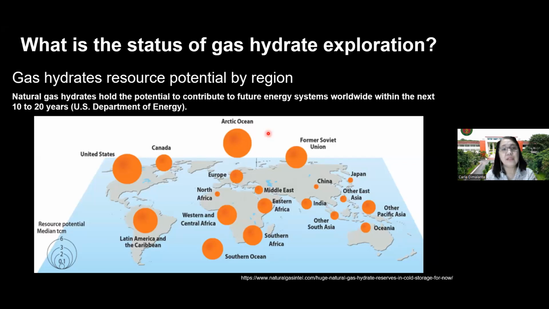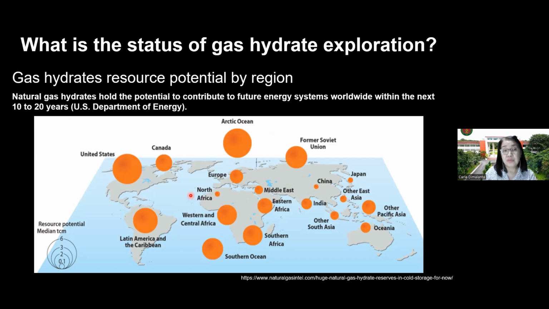So again, still the potential, the interest in gas hydrates is very keen, especially because of the resource potential that's being reported. So here, this is the work done by the United States Department of Energy. This is a very conservative estimate. Yung kanina, I was saying some were projecting that the supplies will be good for 200 years. In this report by the United States Department of Energy, they're saying it's capable of supplying or contributing to future energy systems for the next 10 to 20 years.